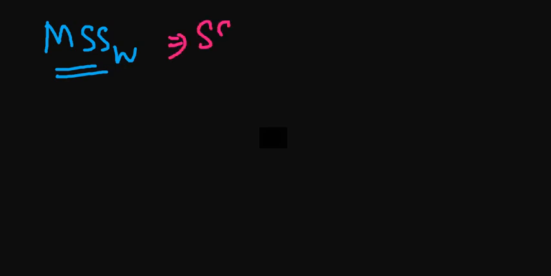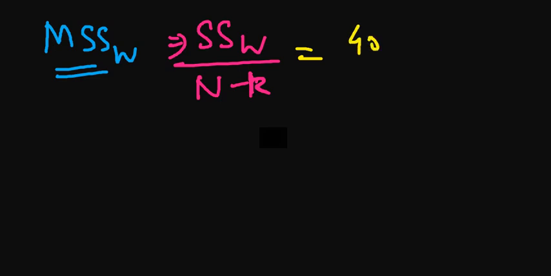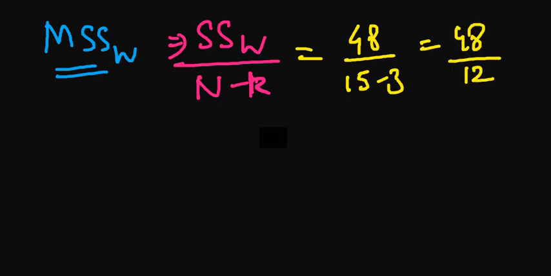Okay, now we will calculate MSSW, for within. The formula is SSW upon n minus k. Make sure that you remember all the formulas. So the value of SSW is 48.00. We will take 48 as of now, and 15 minus 3. It comes out to 48 divided by 12. So what is the value? It is 4.